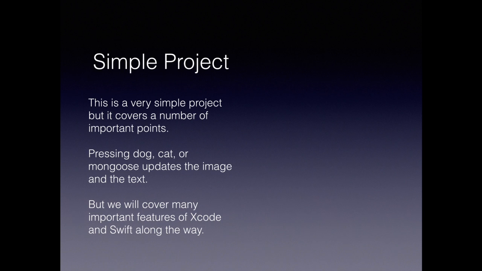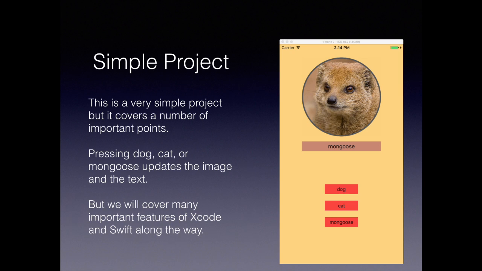So this is a very simple project, but it covers a lot of important points. On the right, you can see the user interface that we'll be building and playing with. It's a very simple user interface. There are 3 buttons that are in red. They're labeled dog, cat, and mongoose. When you press one of the 3 buttons, the image of the corresponding animal appears, and the name of the animal appears in the label below it. That's it. That's the whole UI, the whole application.